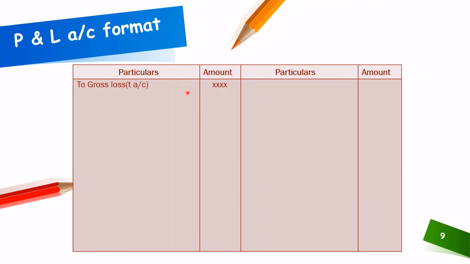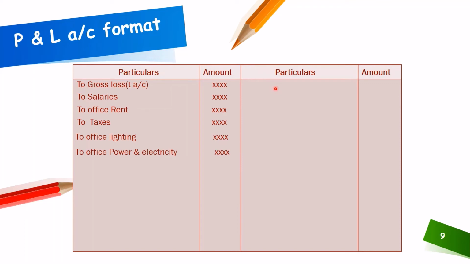If we get the profit, meaning the gross profit, we will carry it forward to the P&L account on the expenses side, the right hand side. Next we go with the expenses. Office rent is an expense, salaries, taxes, office lighting, office power and electricity, insurance are expenses, and printing and stationery also come under expenses. Office repairs and all office expenses will be recorded in the P&L account.